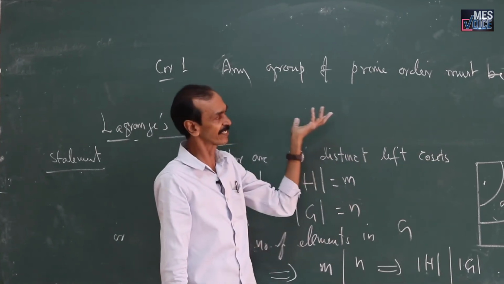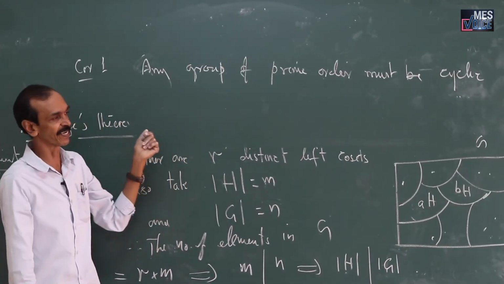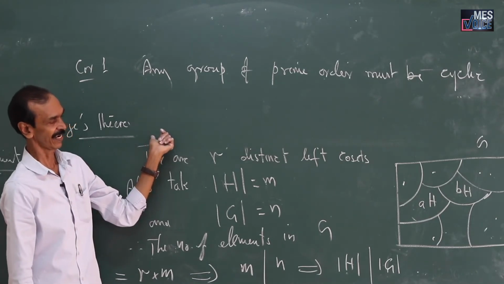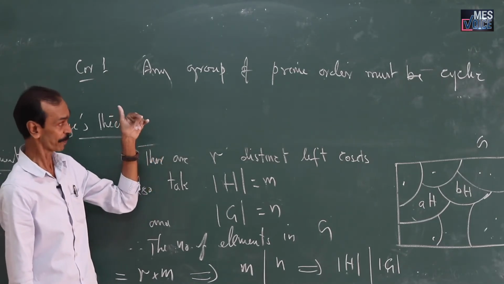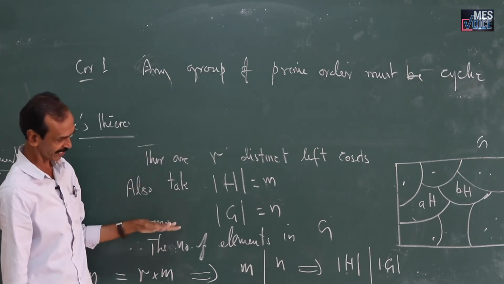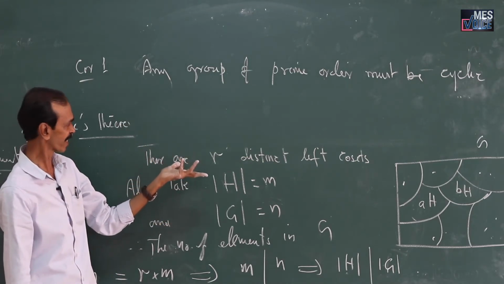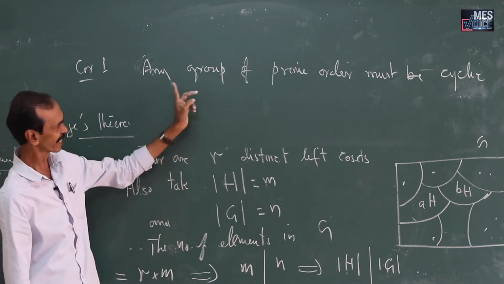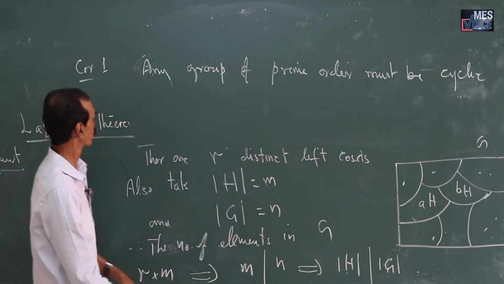All of us know what a cyclic group is. A cyclic group is a group generated by a single element, and it has wonderful properties. So, in this context, by using Lagrange's theorem, we can easily prove that any group of prime order is cyclic.